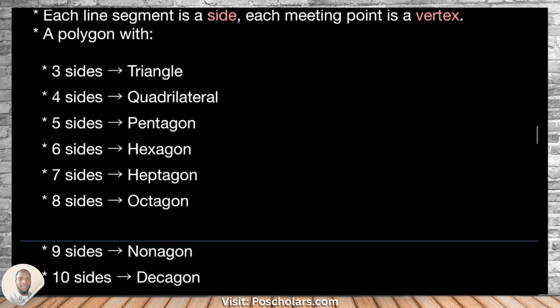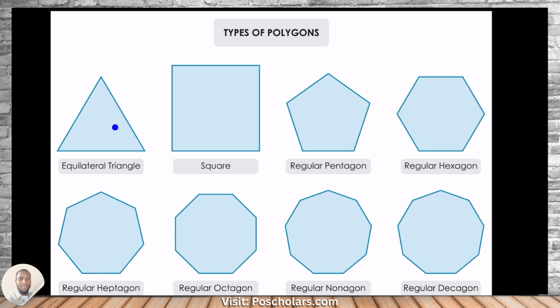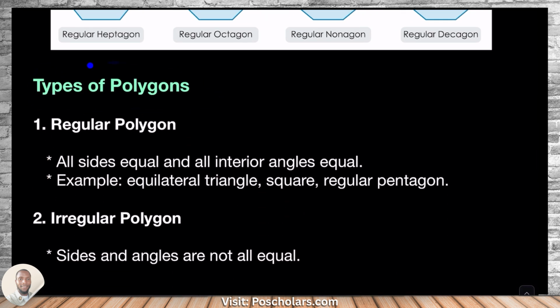And this is a typical example in terms of diagram, right? So all these are polygons, right? 3 sides becomes a triangle, 4 sides a quadrilateral, 5 sides a pentagon, 6 sides a hexagon, right? And on and on like that. Now, what are the types of polygon? The first one is regular polygon. All sides equal and all interior angles equal, right?